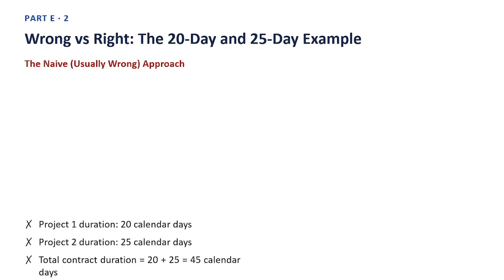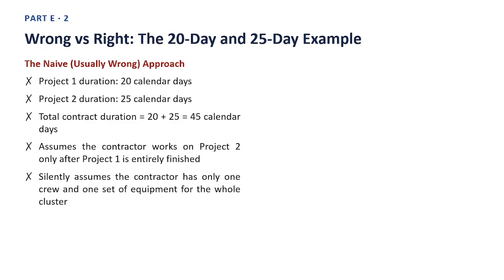The 20-day and 25-day example. The naive, usually wrong, approach. Project 1 duration, 20 calendar days. Project 2 duration, 25 calendar days. Total contract duration equals 20 plus 25 equals 45 calendar days. Assumes the contractor works on Project 2 only after Project 1 is entirely finished. Silently assumes the contractor has only one crew and one set of equipment for the whole cluster.